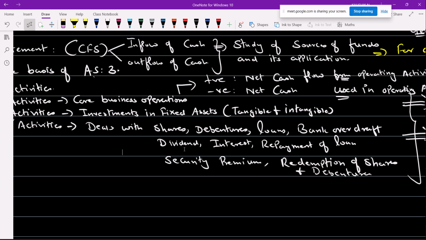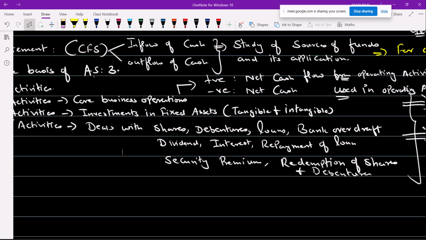If it's a positive value, we'll say it's a net cash flow from the respective activity. If it's a negative value, we'll say net cash used in the respective activity. Instead of the words flow from for positive values, you can even use the word generated, but avoid using it because that is not mentioned in the textbook prescribed for us in the schools across pan India.